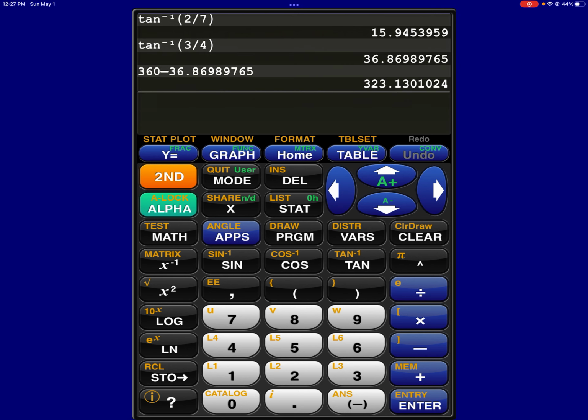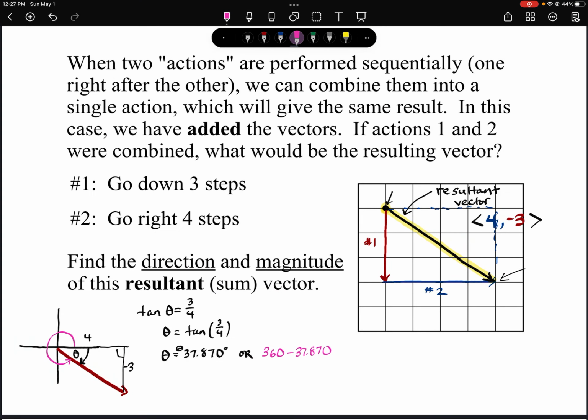All right, looks like 323.130 degrees. So either of those answers would be correct for the direction.